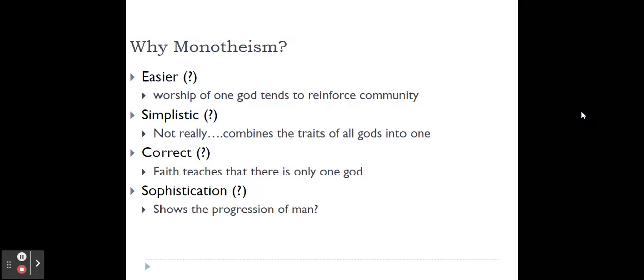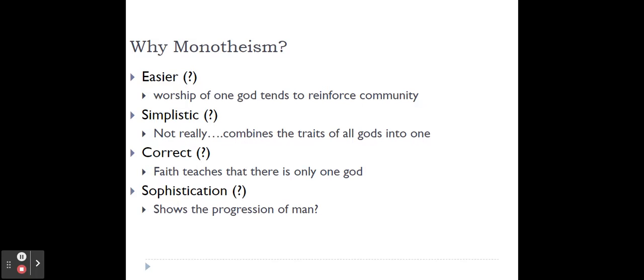Okay, so for the first question, why does monotheism develop? Now notice as we go through these, I put question marks beside each one because depending on your faith background, you might disagree with some of these. That's why I put question marks in parentheses. And I do want you to get down all four of these possible reasons that monotheism developed.